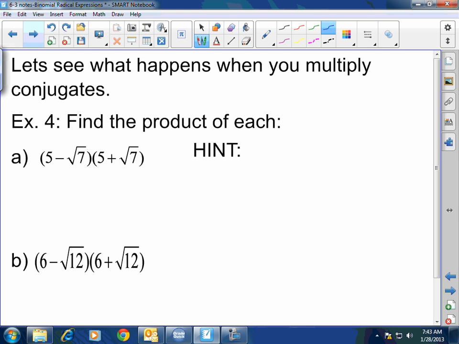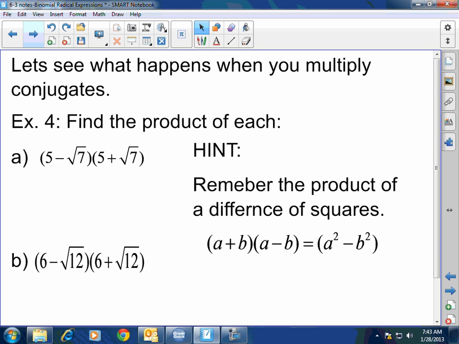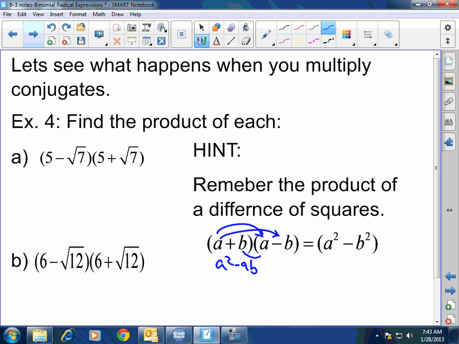Let's see what happens when you multiply conjugates. Here's a little hint. Remember the product of a difference of squares: a plus b times a minus b is going to equal a squared minus b squared. Why? Because when you distribute, you get a squared minus ab plus ab minus b squared. The ab's cancel, and minus b squared is what you're left with. So that's a good formula to remember. We'll do it the long way, but I'll show you the nice, easy way afterwards.